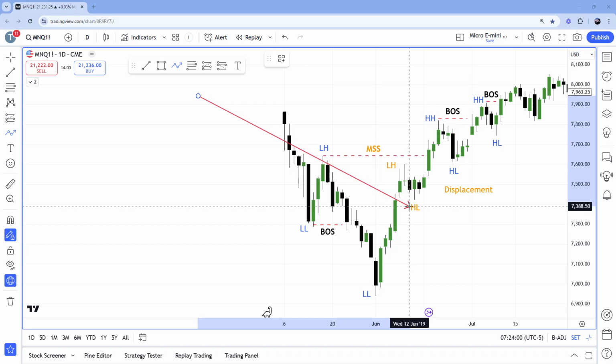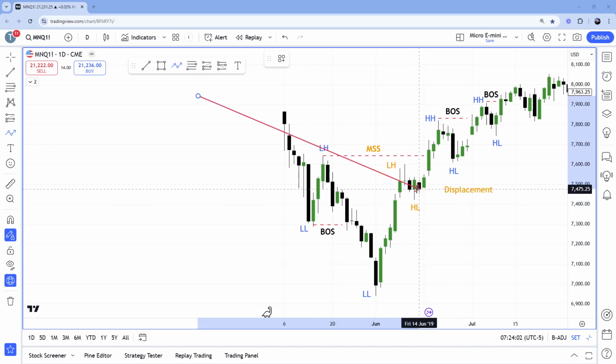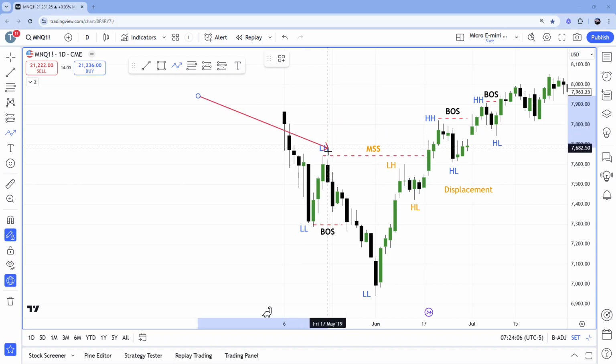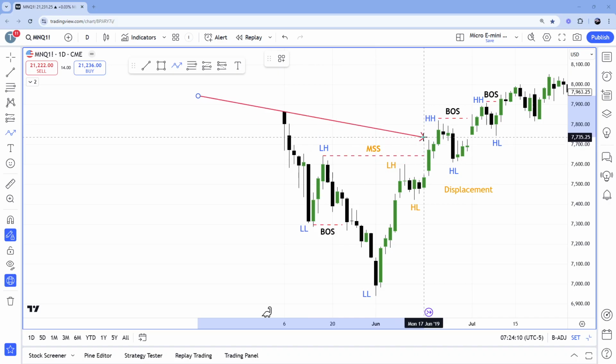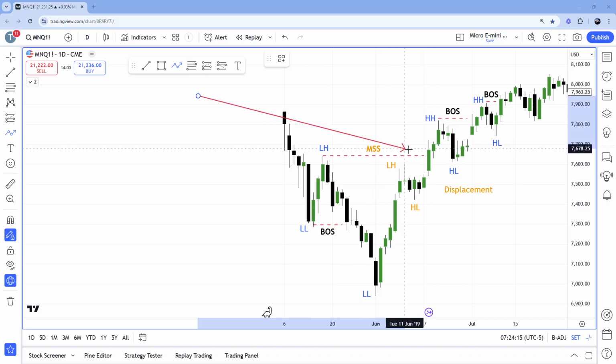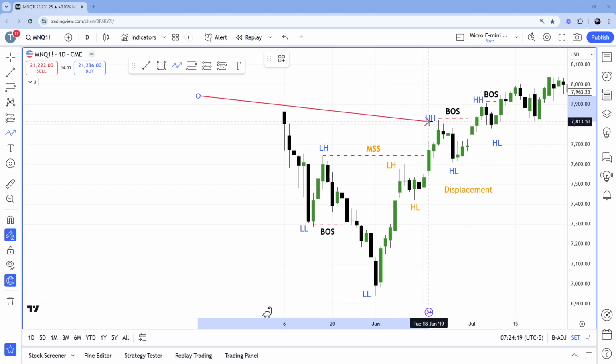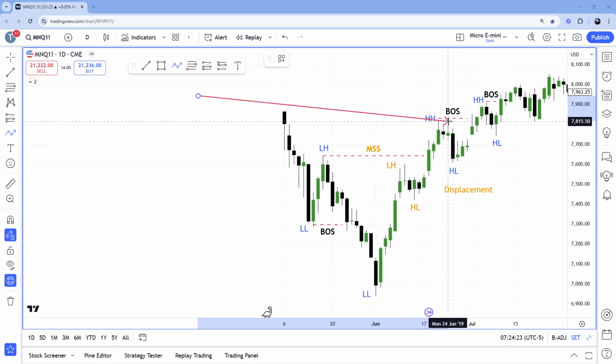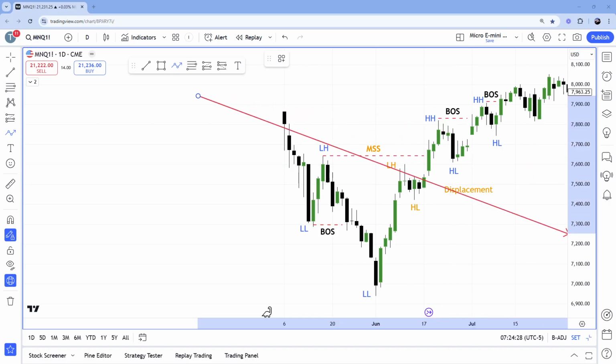And after that higher low, with the displacement, the significant lower high is broken towards the north with the displacement. So that makes it a market structure shift. After that, you can see it's making higher highs and higher lows, meaning now the trend has converted to bullish. Okay, let's see what's next.